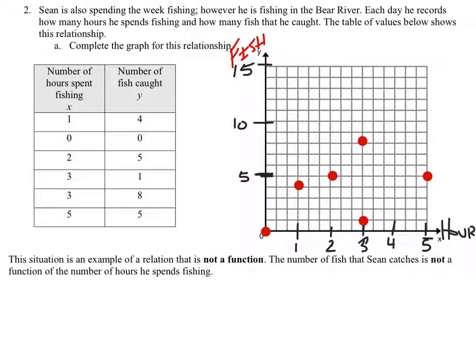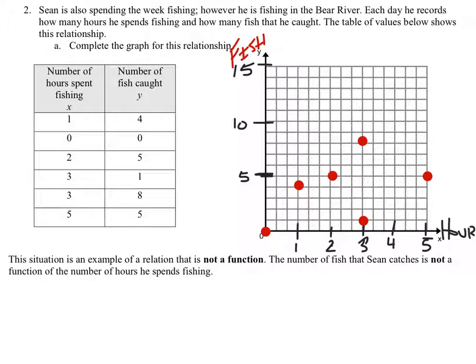That's about what you would expect for fishing. You never really know how many you will catch, no matter how long you fish. So he went fishing for 3 hours one time, and it is not a function. The number of fish that Shawn catches is not a function of the number of hours he spends fishing.